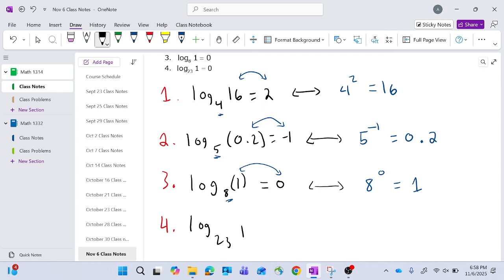Log base 23 of 1 equals 0. Well, base of the log becomes base of the exponent. Flip both of these. 23 to the 0 equals 1. Everyone with me, guys? Any questions? All right, let's keep going.